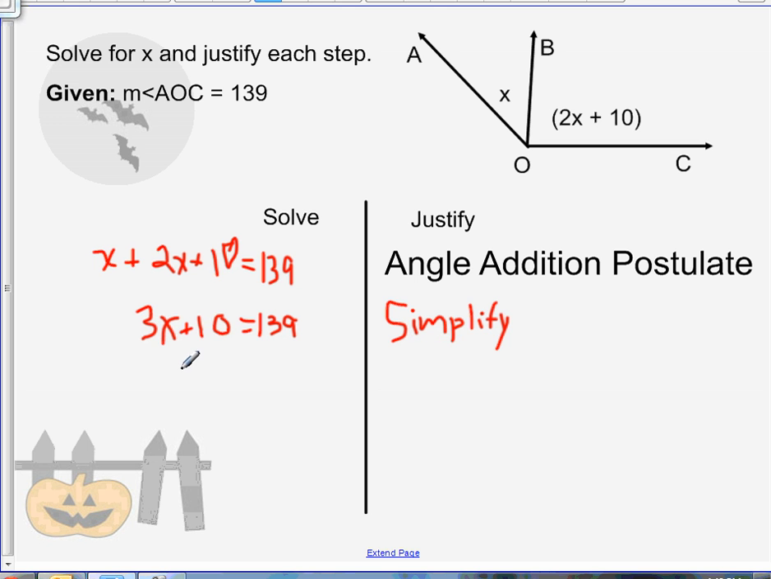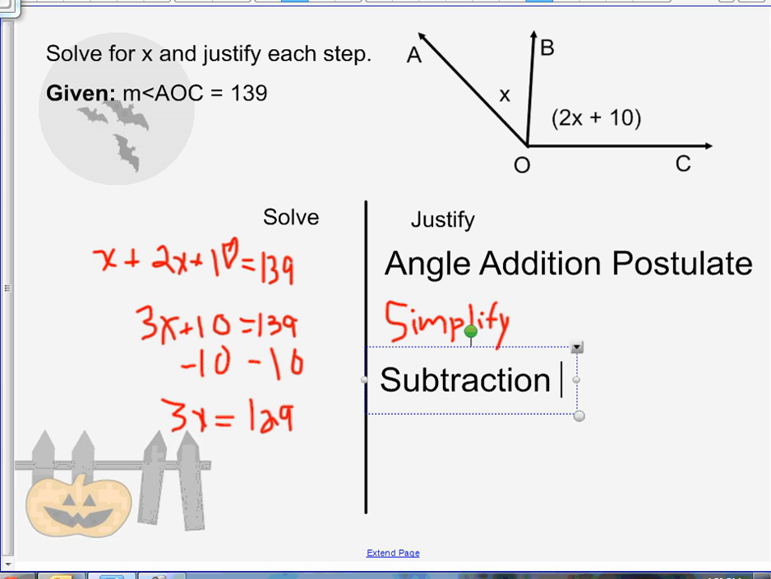Okay, all right. The next step would just be to solve it. So we would use the subtraction property of equality to subtract 10 from both sides. Okay, so then we would have 3x equals 129. All right, and we could justify that using the subtraction property of equality.